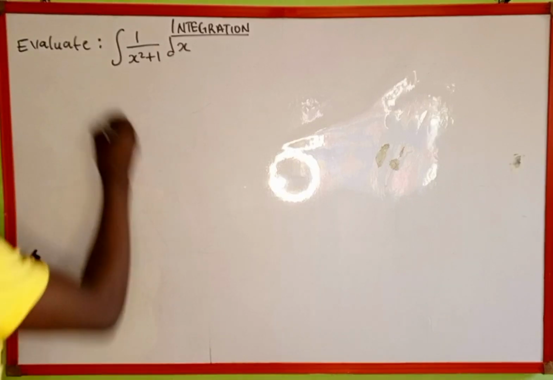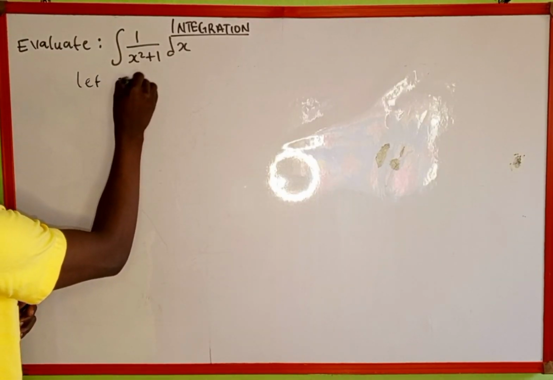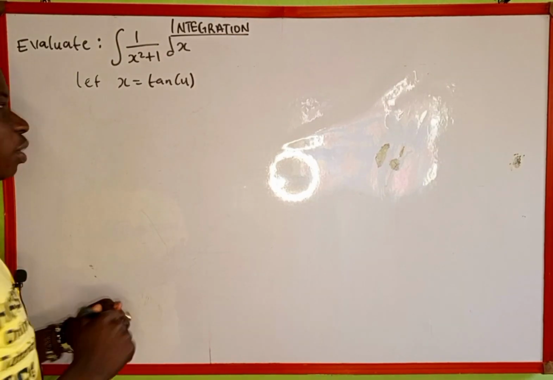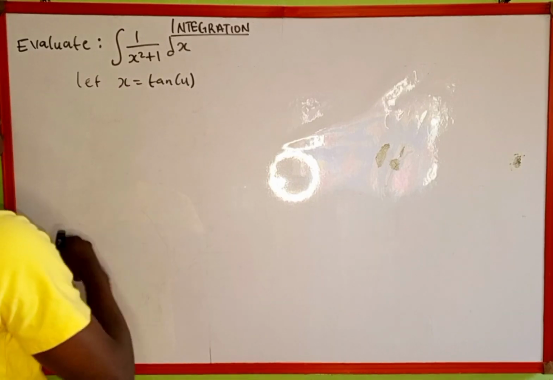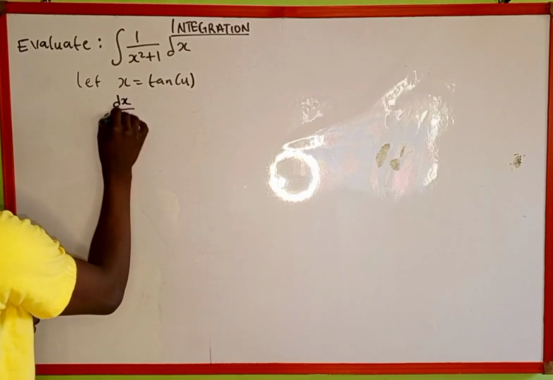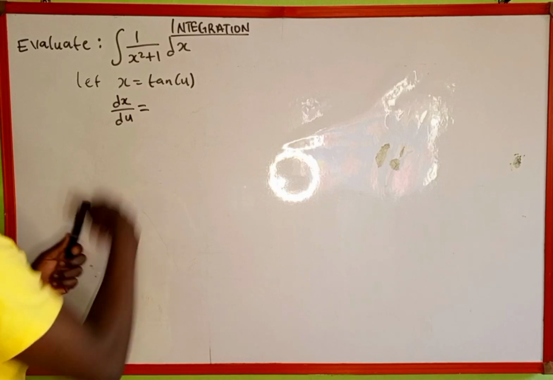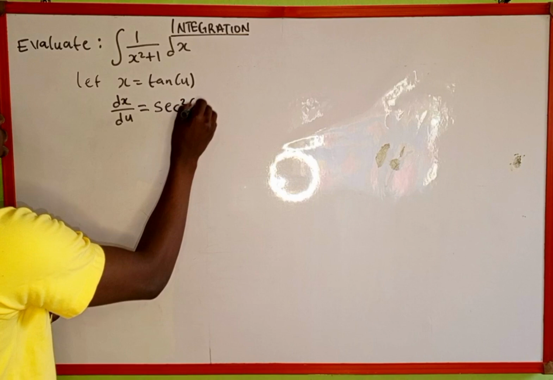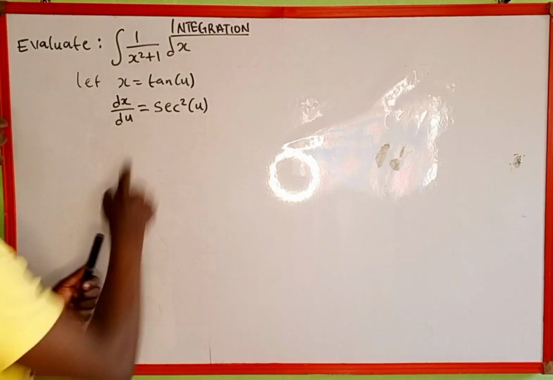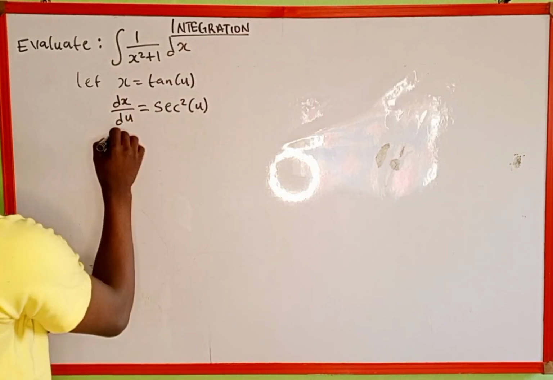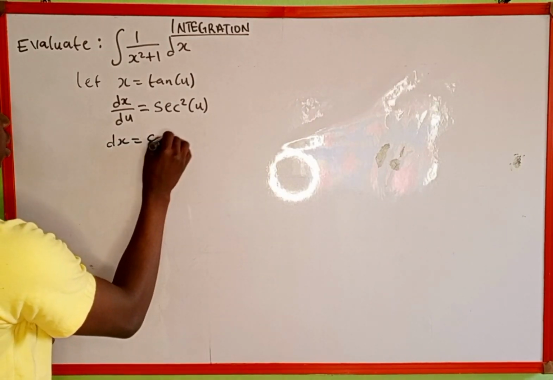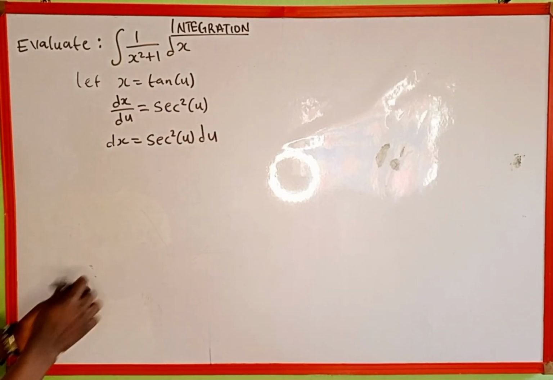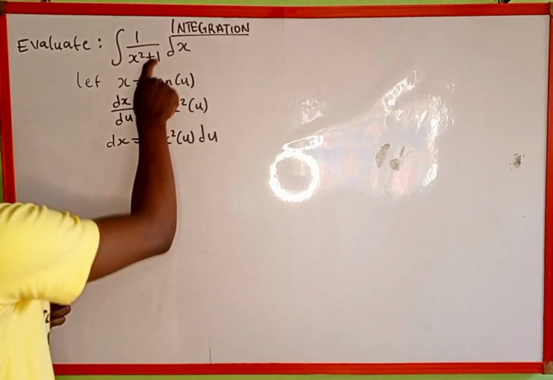The first thing we're going to do is to let x be equal to tan u. So now we're going to differentiate both sides with respect to u. And the derivative of x with respect to u is the same as what? dx over du, which is equal to the derivative of tan u with respect to u, is going to give us what? Sec square u. So the next thing is to make dx the subject of the formula. So we cross multiply. The dx now will be equal to sec square u, then multiply by du when we cross multiply. So now the next thing is to replace it back into our equation.